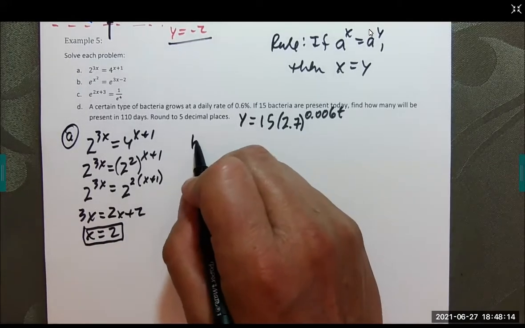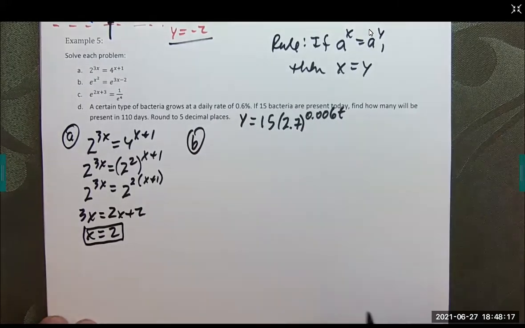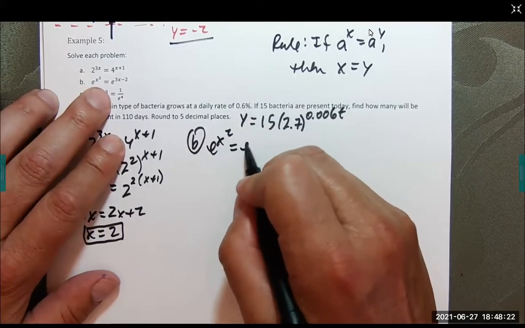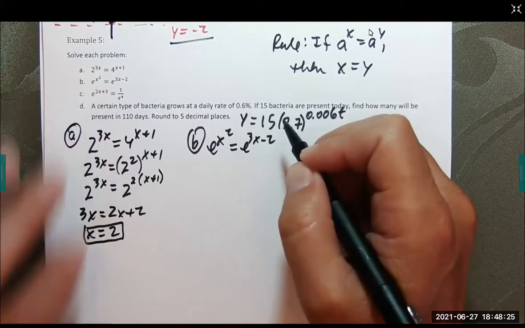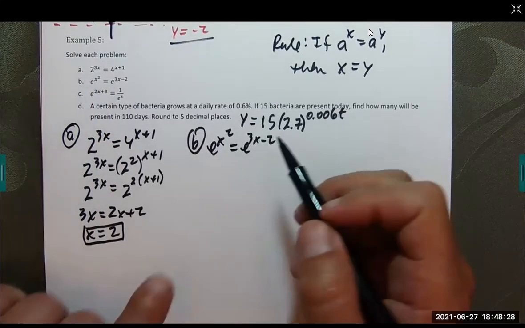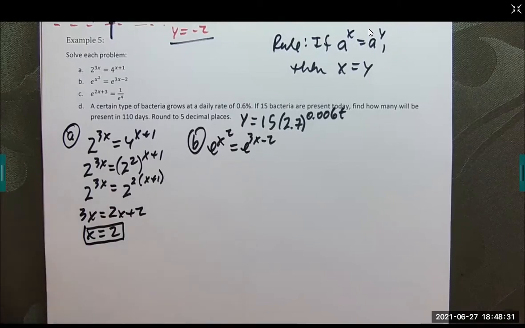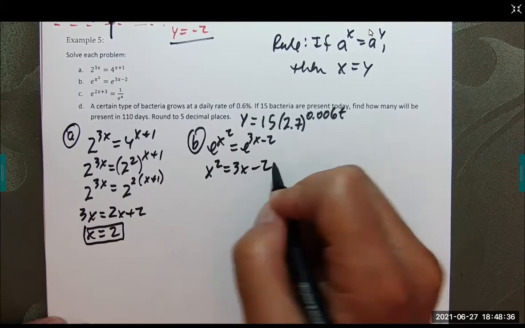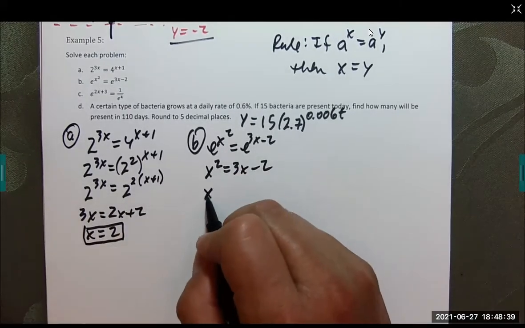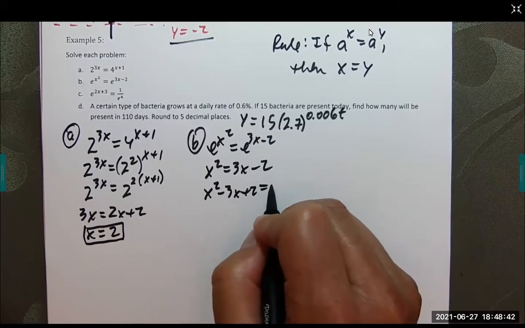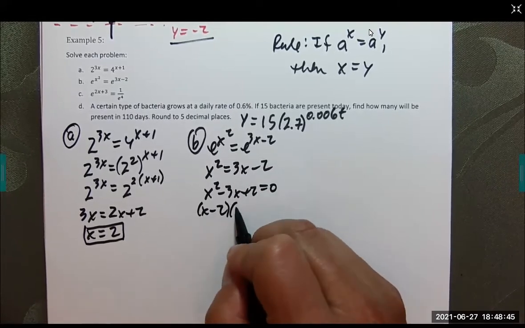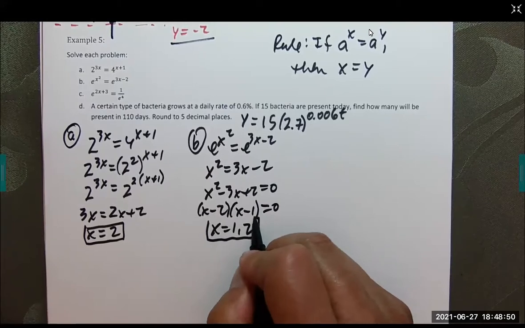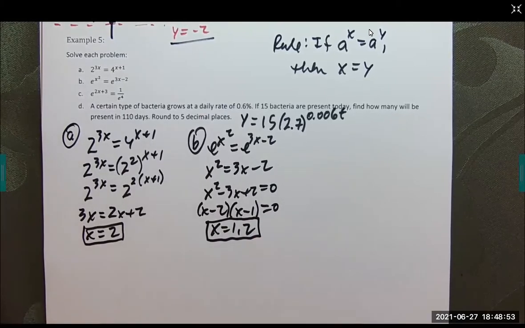Let's do b. b is e to the x squared equals e to the 3x minus 2. Bases are the same. This is that same number e, the 2.7 and change that we came up with on the calculator. So x squared equals 3x minus 2. I have a quadratic, get everything equal to 0. In this case, we have 2 answers, 1 and 2.